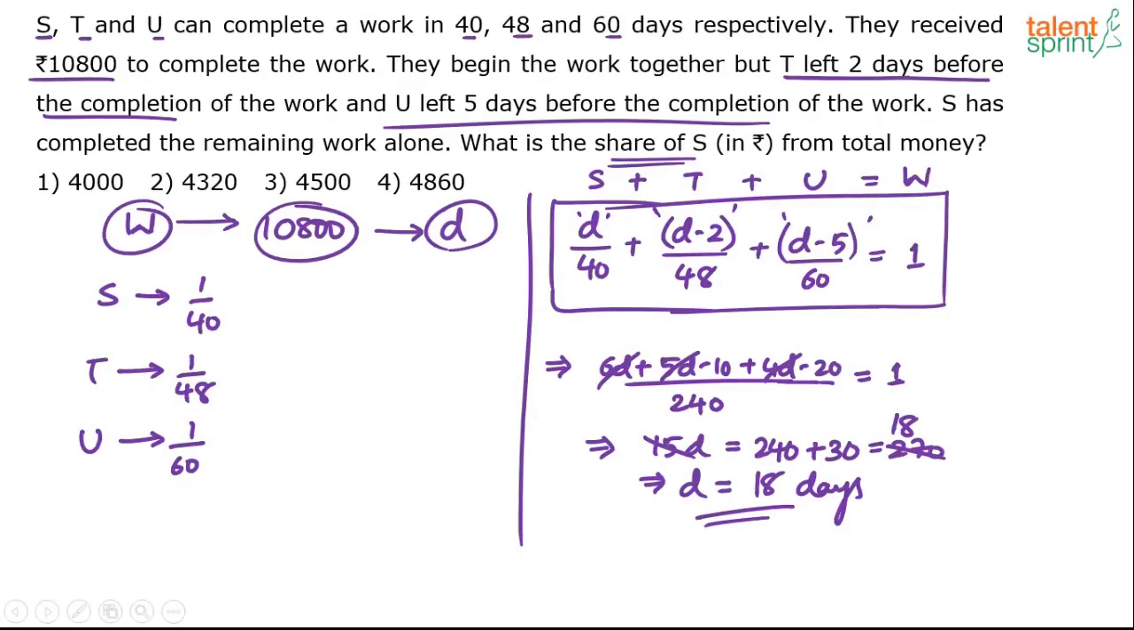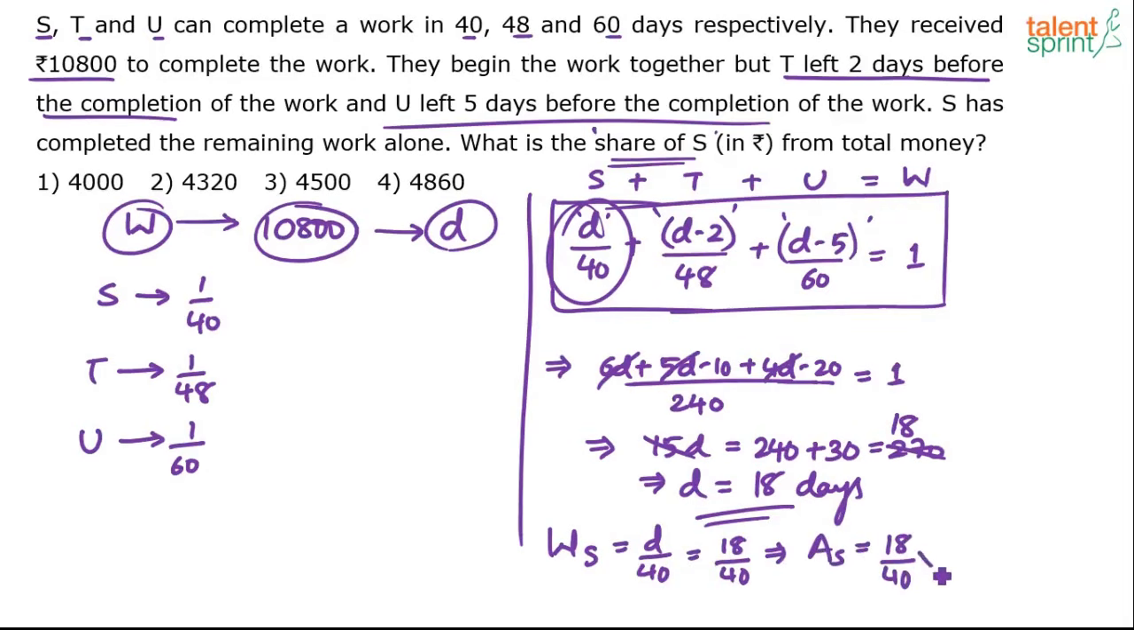However, our requirement here is what? What is the share of S? How much did S get out of total money? How much work did S do? D by 40. So work done by S is D by 40, which is equal to 18 by 40. That's it. If he has done 18 by 40, amount of S should be what? 18 by 40 times of total amount. Out of total work W, he has done 18 by 40. So out of total amount of 10,800, he should get 18 by 40.